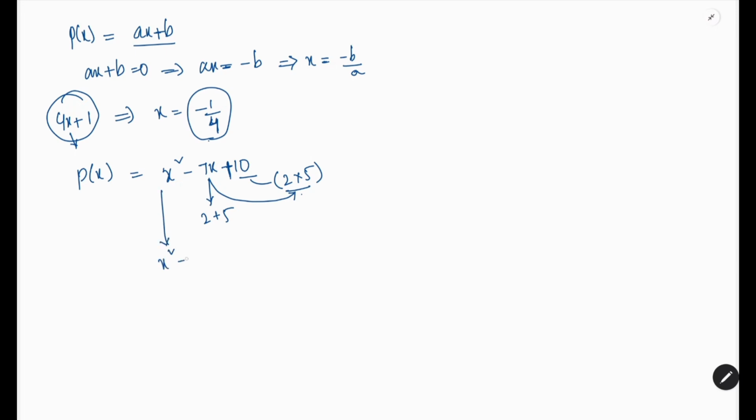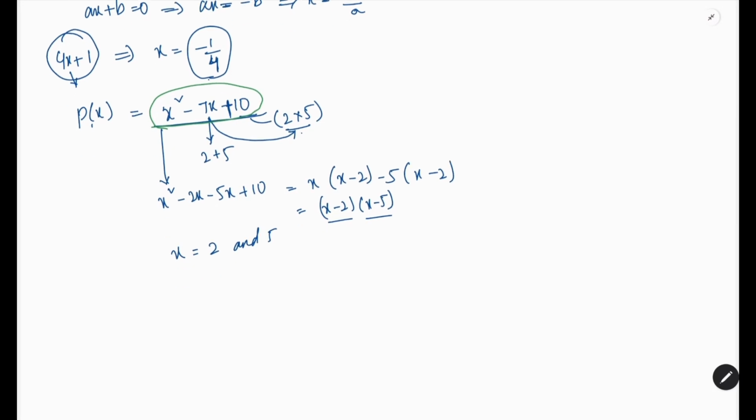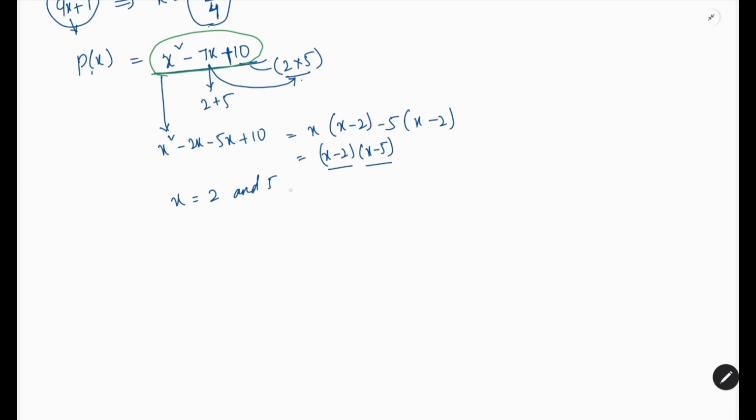So this equation can be written as x square minus 2x minus 5x plus 10, equal to x, take x common, x minus 2, minus 5 common, x minus 2. So here x minus 2 into x minus 5. So these are the zeros. The value of this polynomial will be 0 when the values of x are 2 and 5. So these are the zeros.